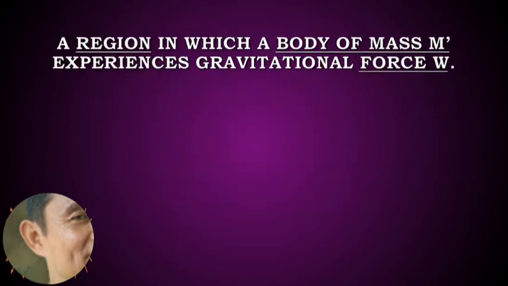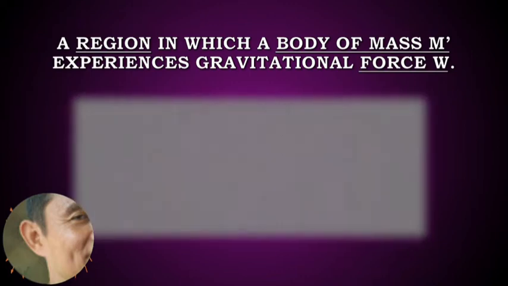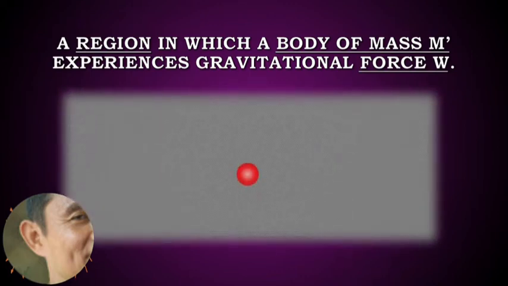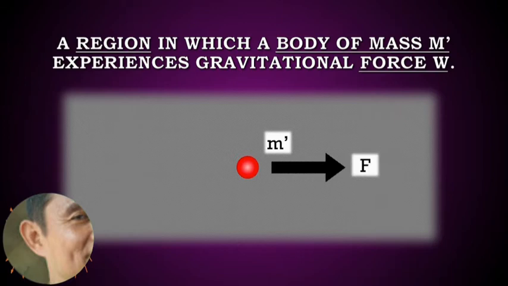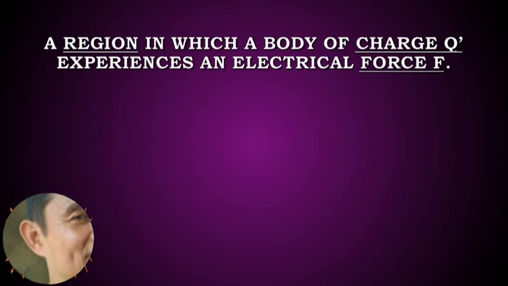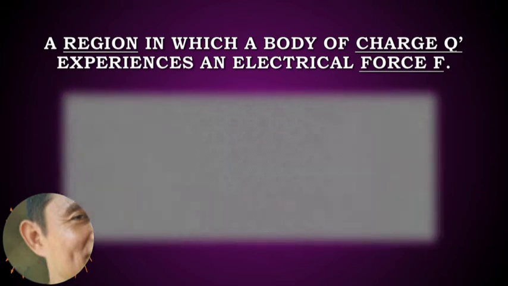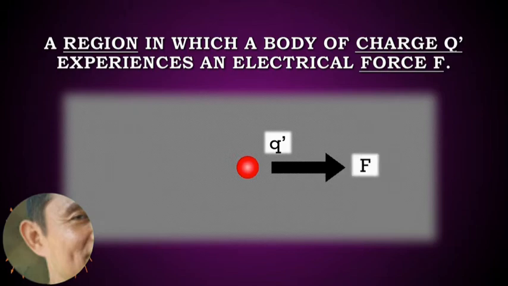Okay, so you're going to look at it this way now. So it's a region in which a body of mass m experiences gravitational force. So that's how you describe the concept of region when it comes to gravitational force. Using the same idea, so we have a region in which a body of charge q prime, which we label that q prime lang, experiences an electrical force F. Okay. So anyway, pareho lang din sila.